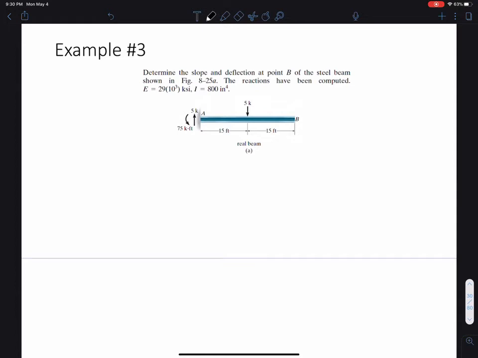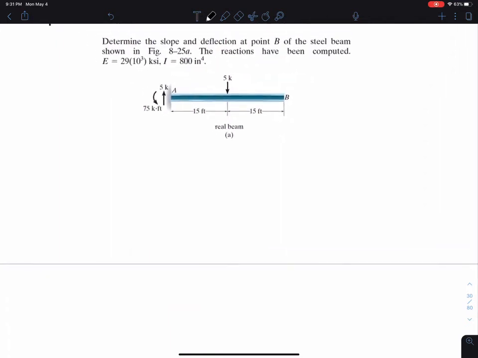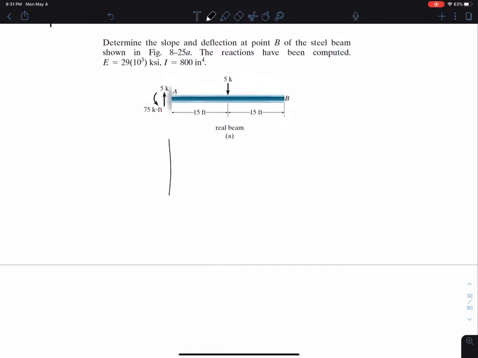Alrighty, so we need to determine the slope and deflection at point B of the steel beam, and the reactions have been computed already for you here: 5 kips going up, 75 kip-foot for the moment, and we have an E and an I value. So the first thing you always want to do is draw the shear and moment diagram of your beam. So this is step 1, shear diagram.